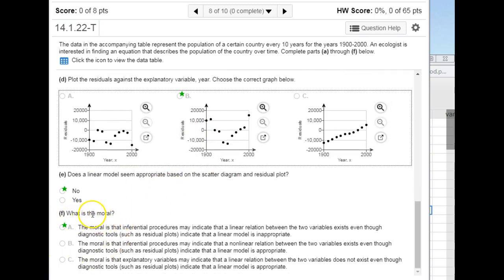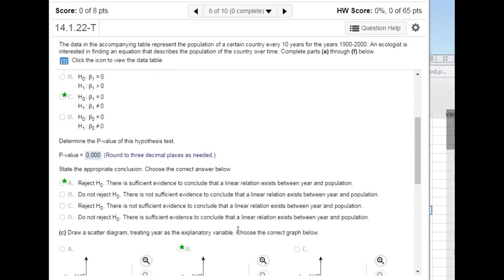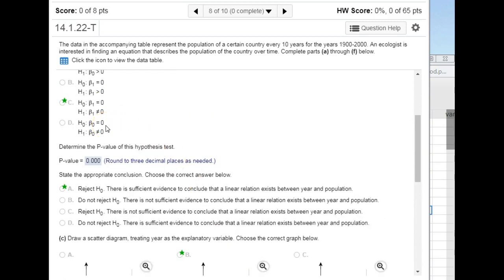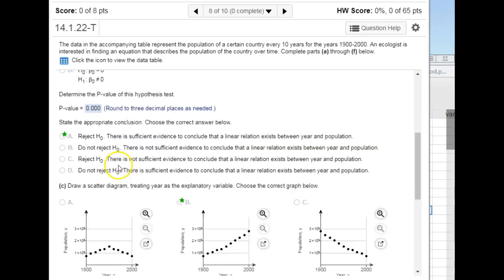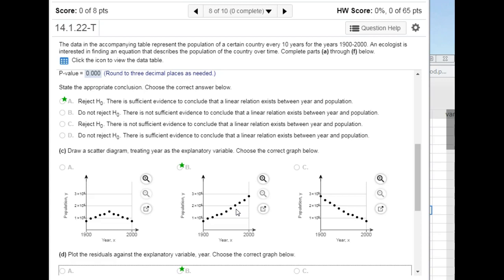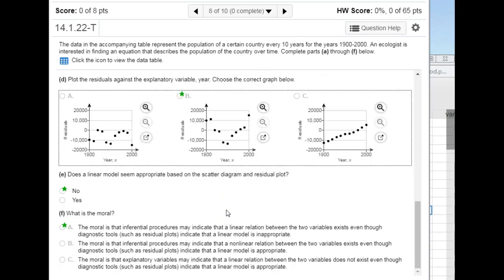And to conclude number 8 here, the moral, or kind of just summing up everything we just did, is that inferential procedures may indicate that a linear relation between the two variables exists. And that's just saying that the result of our hypothesis test was that a linear relationship existed. Looking at the scatter diagram, it seemed like a linear relation existed, but diagnostic tools such as this residual plot we just did indicate that a linear model is inappropriate for this data.